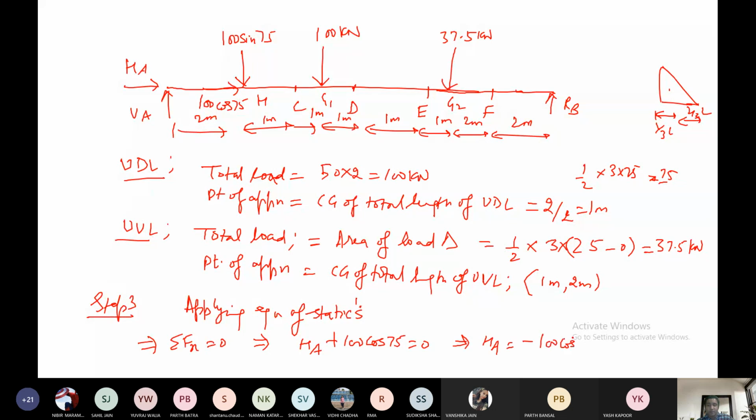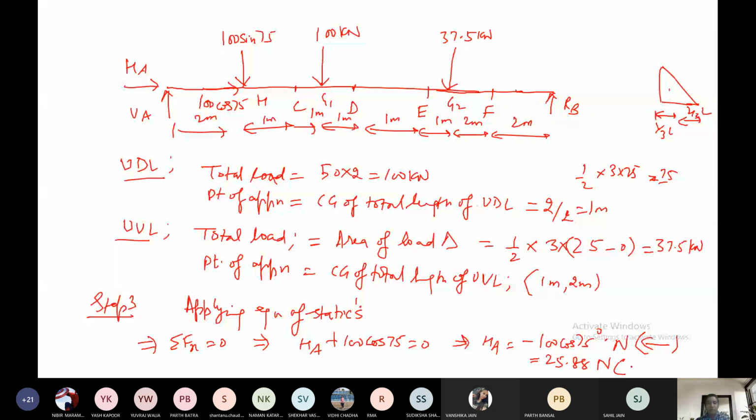That will be minus 100 cos of 75. This will be in Newton, and tell me the value. Because it is minus, the direction will be like that. Minus 25.88, 25.881 towards the left. Okay, good. So this will be the direction of HA.